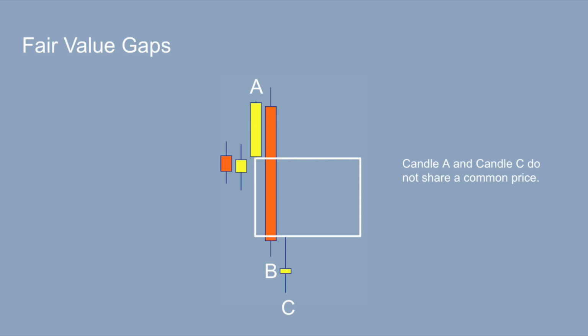These gaps can be important because it shows that there is an imbalance in price. By candle C not retracing and touching candle A, it shows that no buyers participated in the flush down during candle B. These gaps are cool because they tend to act as magnets for price, and price always seems to find its way back into these gaps, and they can be used for entries or exits for your positions.